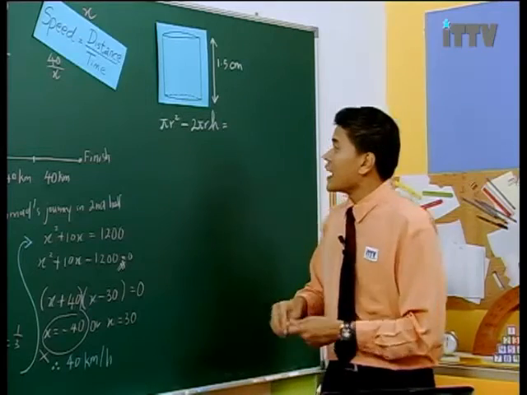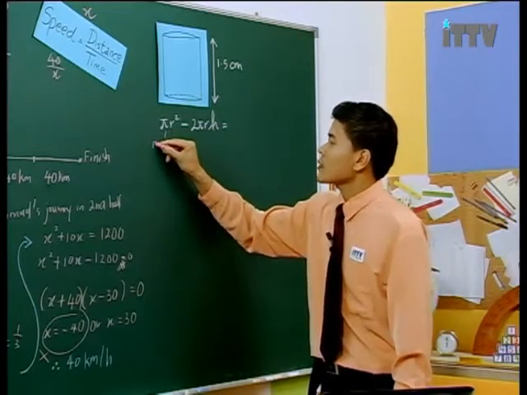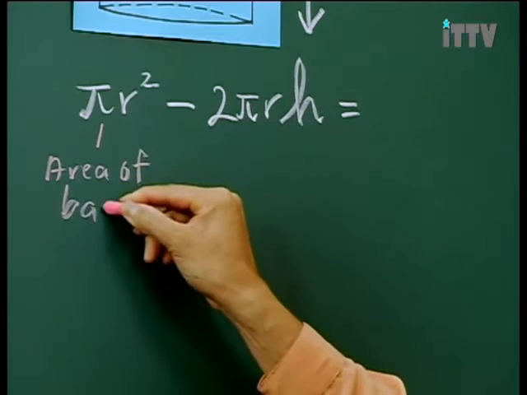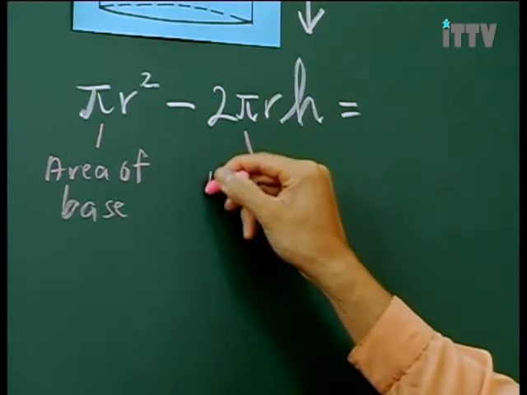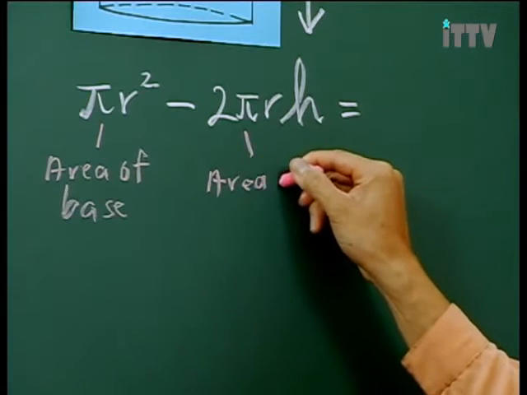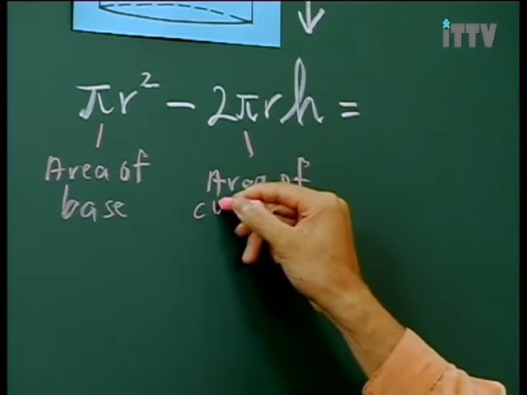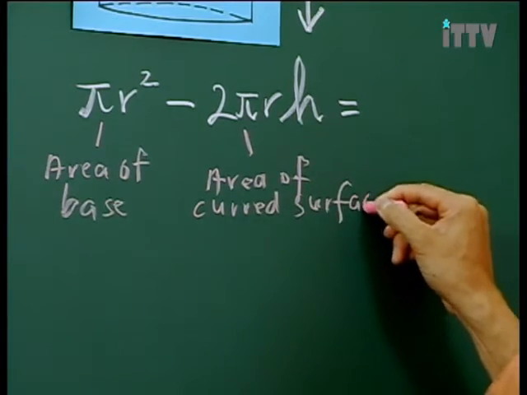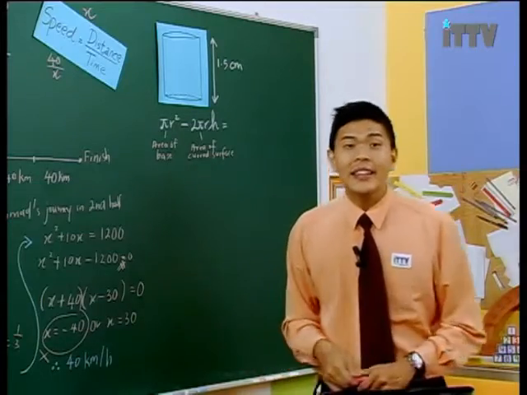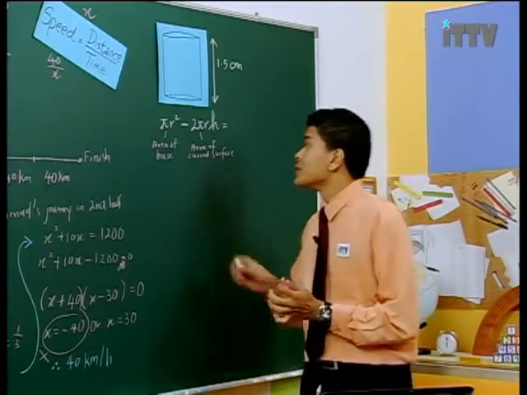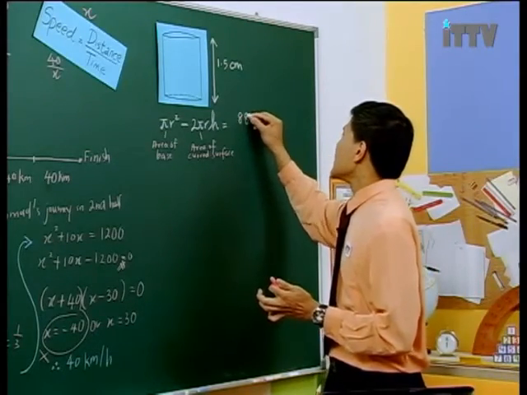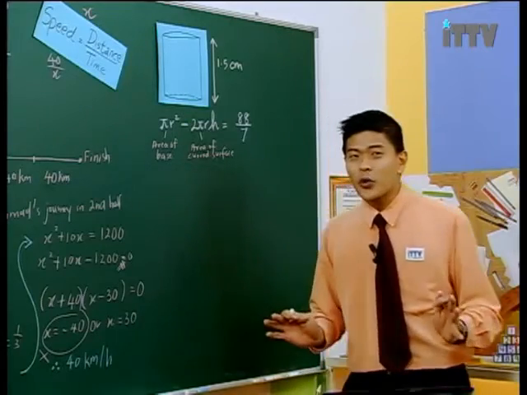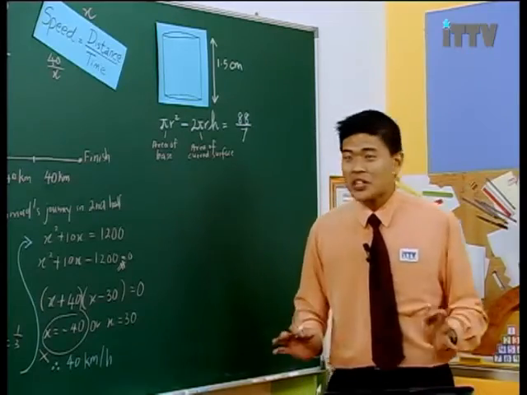So this is the area of the base, which is a circle, and this is the area of the curved surface, which is given in the diagram. The difference between both of these areas is 88 over 7 centimeters squared. So always form a concrete equation based on the specific situation.